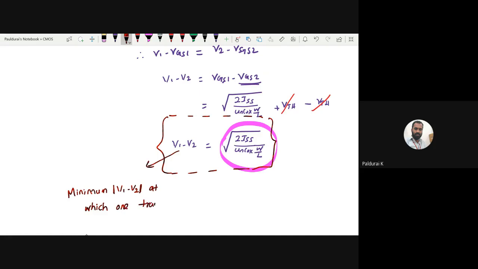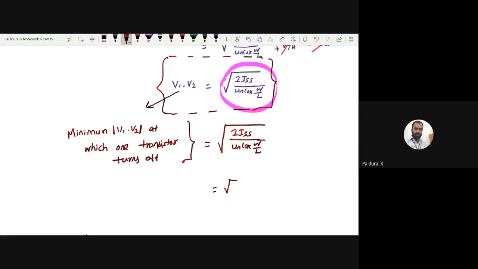Minimum V1 minus V2 at which one transistor turns off, right, equals, who is this guy? 2 times ISS over mu n Cox W over L. This I can write as square root of 2 times square root of ISS over mu n Cox W over L. So who is this guy? Square root of ISS over mu n Cox W over L.